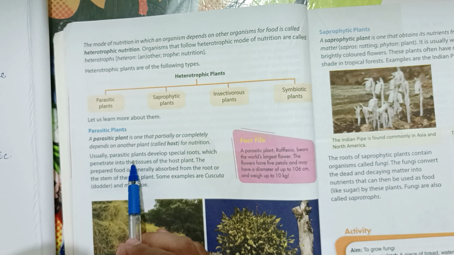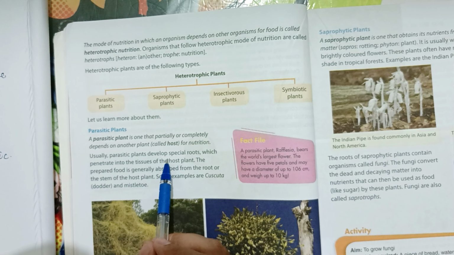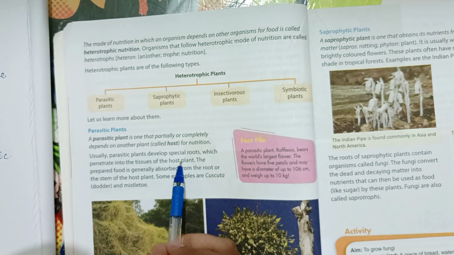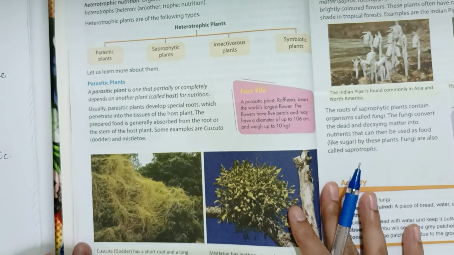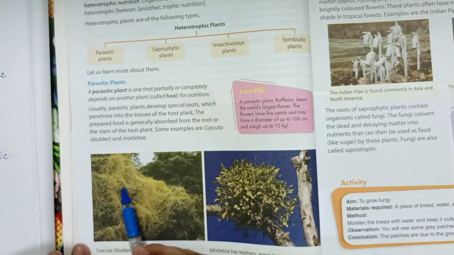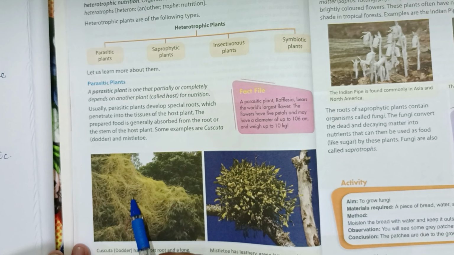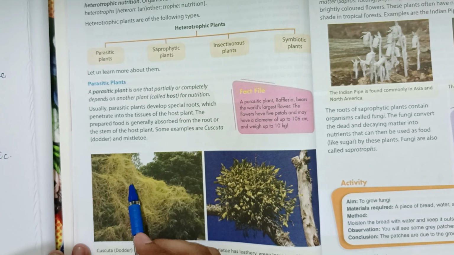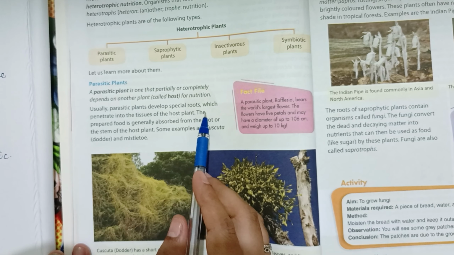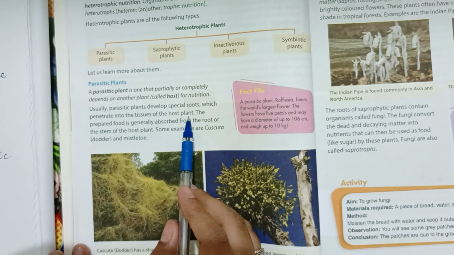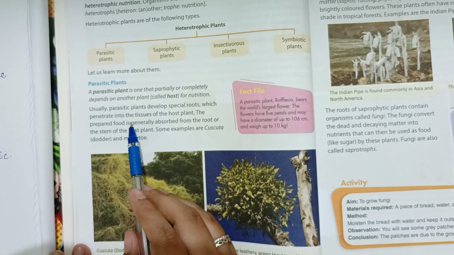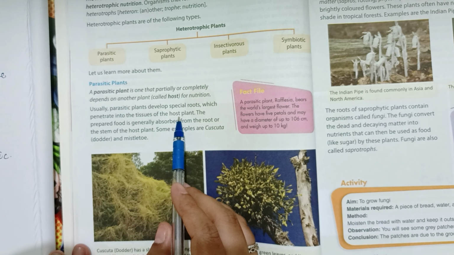So how are the parasitic plants obtaining the food? They are very, very clever. What they are doing, they are developing special roots. As you can see over here, such a nice picture is given. These are the different kinds of parasitic plants, and here they are developing special roots which penetrate into the tissues of the host plant. They will enter into the tissues of the host plant.